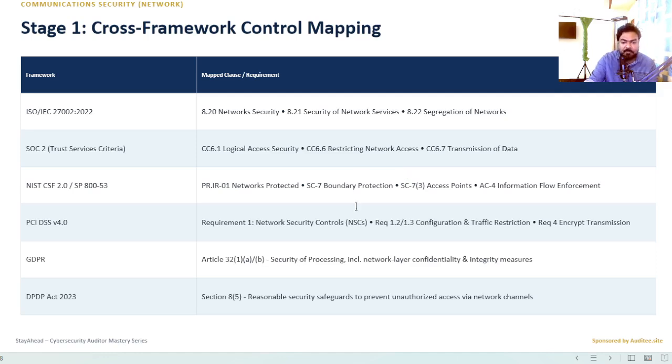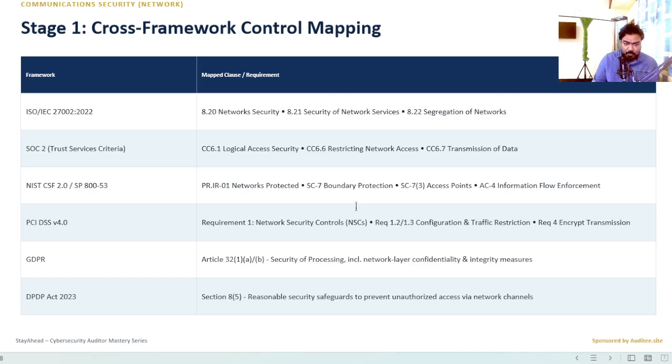Stage 1, cross-framework control mapping. Let's start with the mapping. Communications security for network touches ISO 27002:2022 clauses 8.20 on network security, 8.21 on security of network services, and 8.22 on segregation of networks.